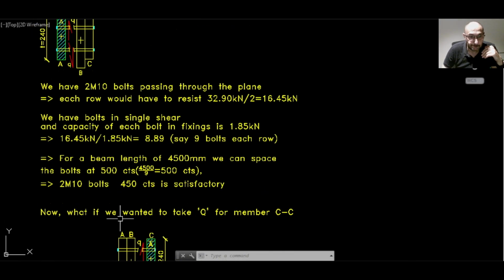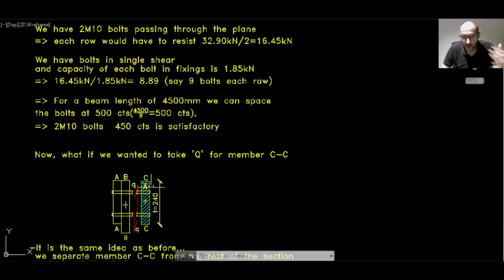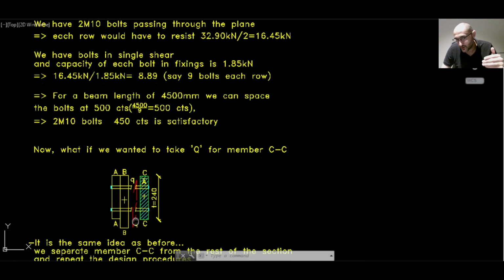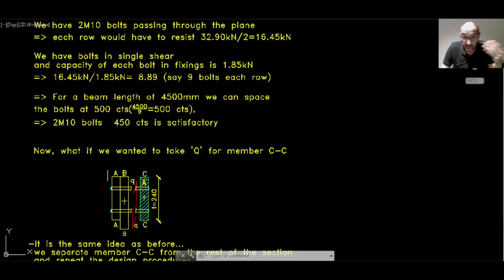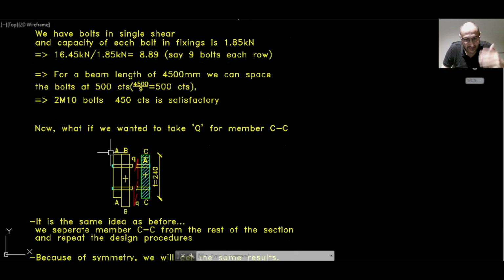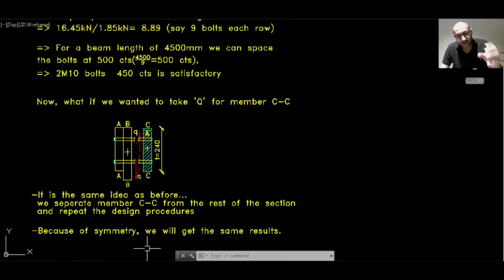Okay, now what if we want to take Q around member CC? Someone might say, what if I do it around CC instead of AA? Same sort of idea. We separate member CC away from the rest of the section. So AA and BB are together, we take CC apart, and if we work out Q and A and Y bar and all of that, everything will be exactly the same as we did for element AA. So that will give us exactly the same results.